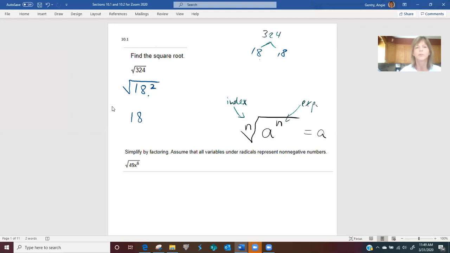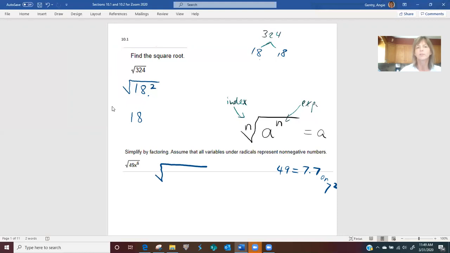So the next one says simplify by factoring. What they really mean is, 49 is 7 times 7, or you can call it 7 squared. You know this is basic math. So what they want from you is to represent this with a radical.